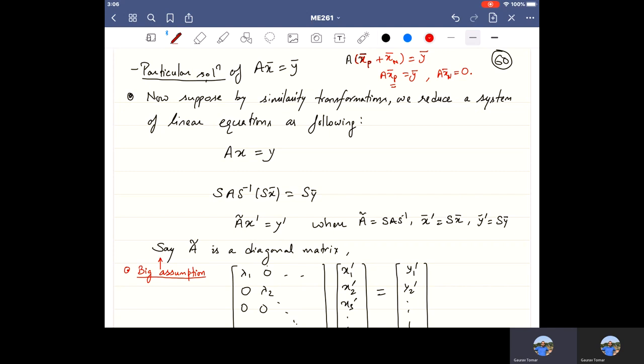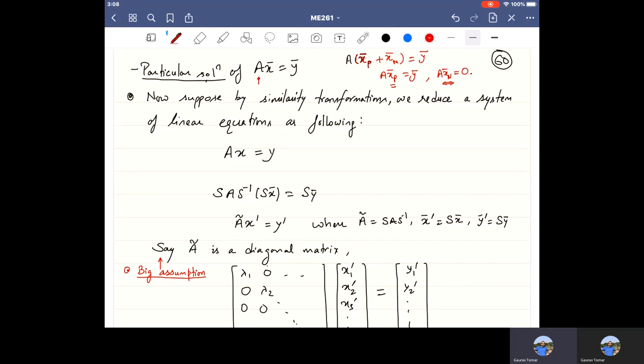Now, how to find this particular solution? Because if the null space is non-empty, if there is more than the zero vector in the null space, then the matrix A is going to be singular. Then how do you talk about inverse? You cannot say x is equal to A inverse y. So we will just look at a way to go around it and find that particular solution.